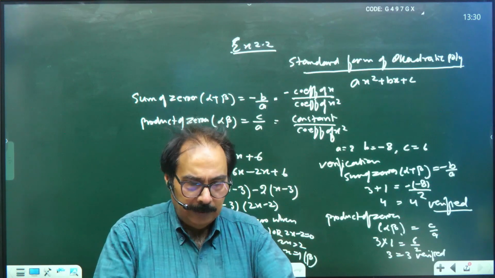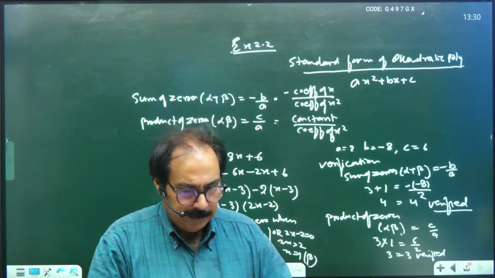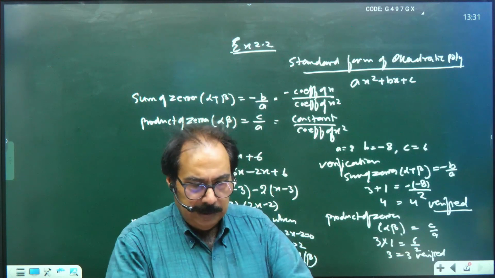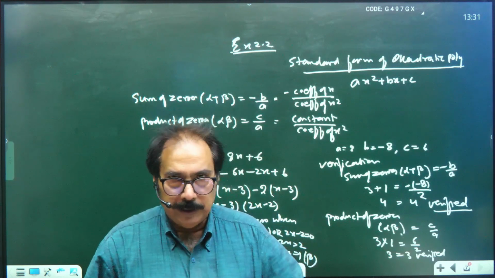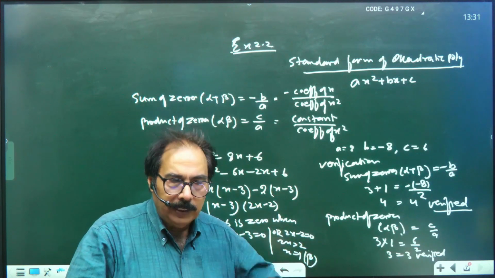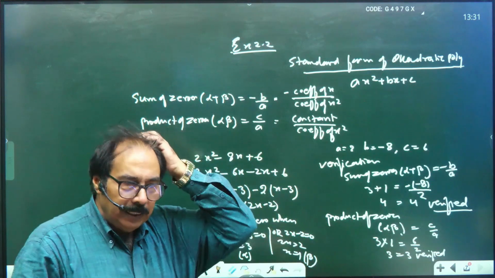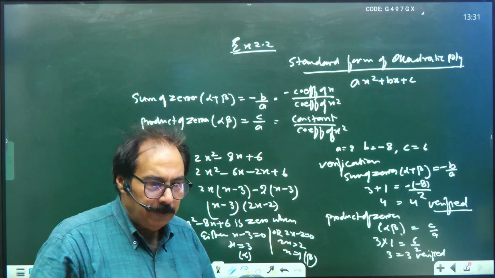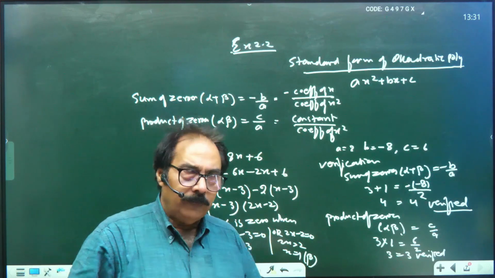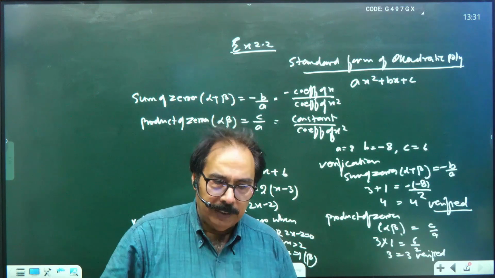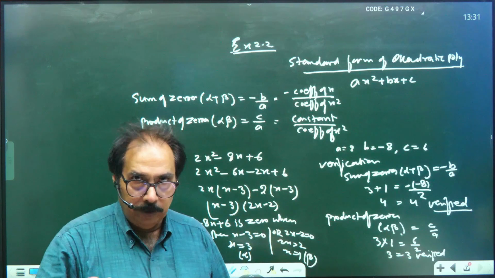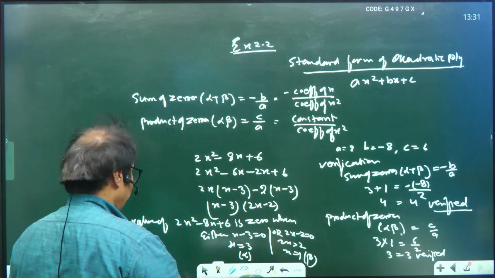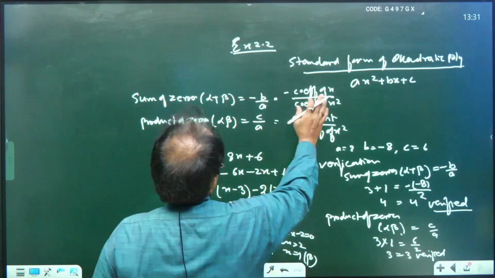Okay, now I am coming to the exercise. Okay, and in the exercise, there are two types of question. You find the zeros of the quadratic polynomial and verify the relationship between the zeros and the coefficient. And the second type of question is the sum of and product of the zeros are given, then find the quadratic polynomial. Okay, so I am taking exercise 2.2, the very first question.